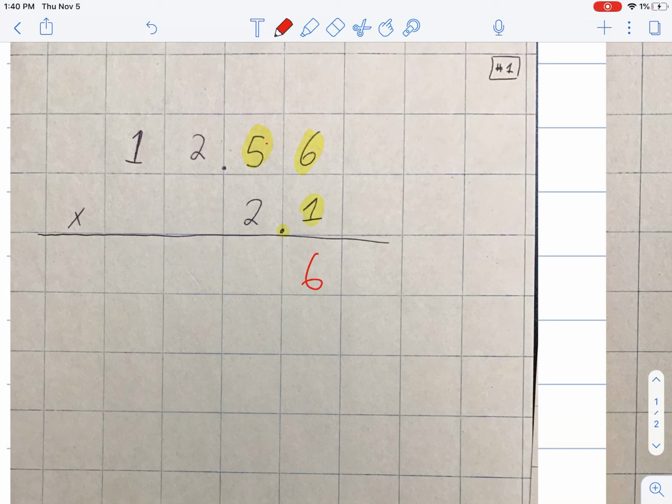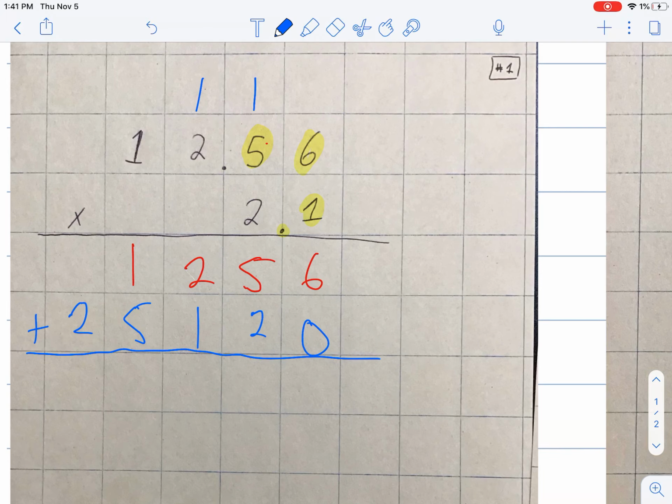1 times 6, 1 times 5, 2, and 1. I like changing my colors. 2 times 6, 12. 2 times 5, 10, 11. 2 times 4, 5. 2 times 1, 2. Okay, so you're going to add them.